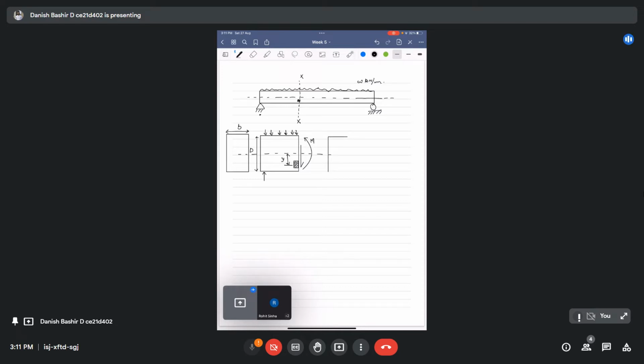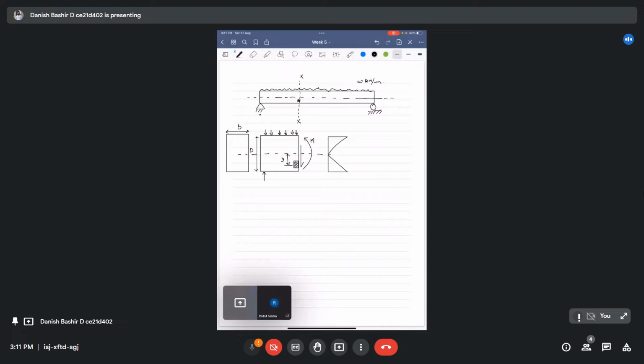We have flexural stresses at the top maximum, and at the bottom it will be maximum, and toward the neutral axis these vary linearly and come to the zero point, and up to this it varies linearly and comes to the zero point. Since our top will be in compression, it will be here. It will be the top compression, and at the bottom it will be in tension.